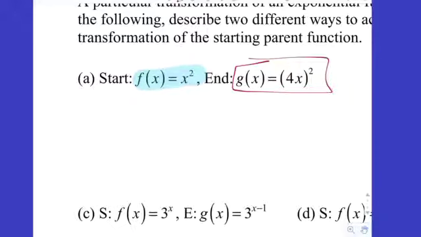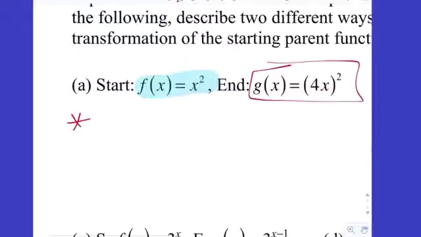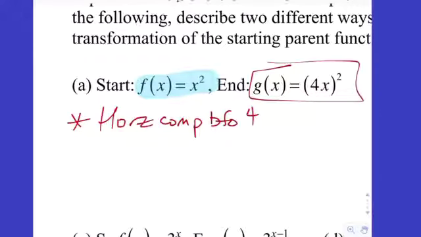And I want to know what transformations do I have to do on the original function to obtain the graph of the end function. So in this case, we're going from plain old x squared to the graph of 4x quantity squared. So what is the first thing that we could do to the graph of x squared to get 4x quantity squared? In other words, what transformation is it when your b value is 4? Horizontal compression. Good. Horizontal compression by a factor of 4.